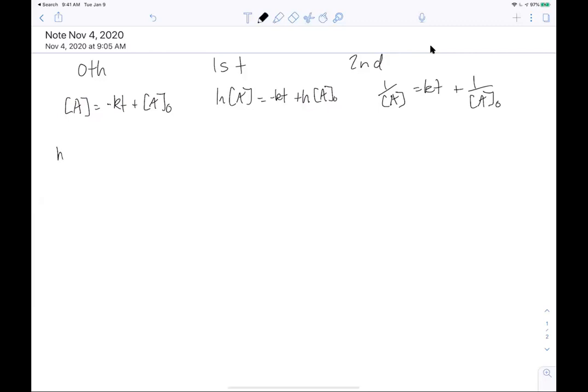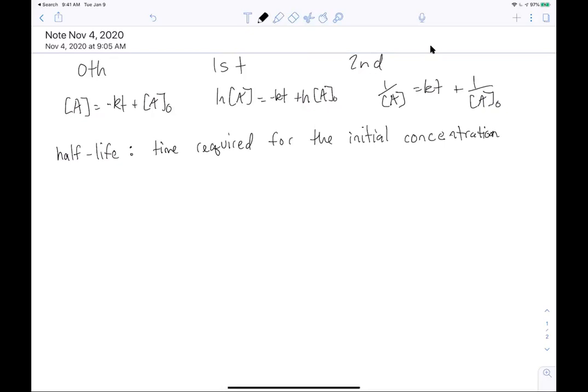So what is a half-life? Let's just start there. The half-life is the time required for the initial concentration, so for us that's A sub 0, to decrease by 1/2. What does this mean? That means that if you start out with 100 grams of something and you wait until it gets to 50 grams, and you measure the amount of time it took to go from 100 grams to 50 grams, that is the half-life. That is at least the first half-life for whatever reaction you're looking at.